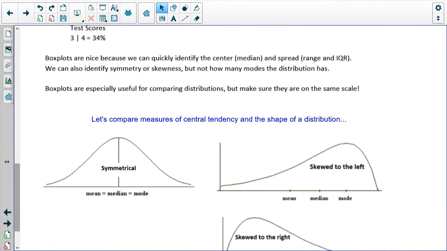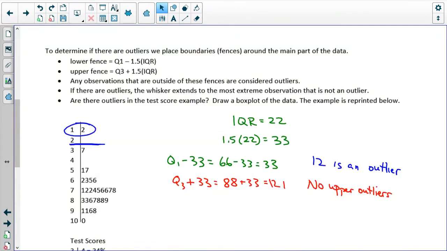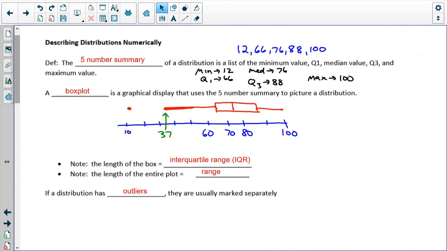Box plots are nice because we can quickly identify the center, spread, and we can typically tell symmetry because wherever the line is in the middle of the box plot, that kind of tells me whether it's symmetrical or not. So if the line was moved further over, that means that I can assume that the graph is probably skewed because my median is not actually in the middle of my box. And so that can kind of give me an idea of where the skewness lies.